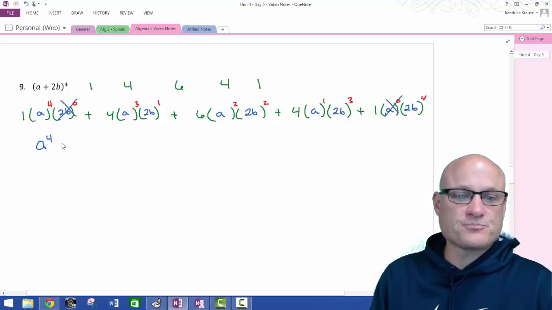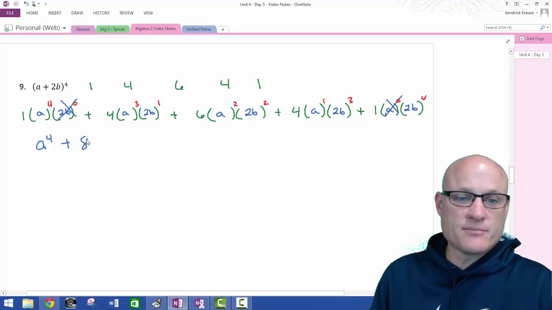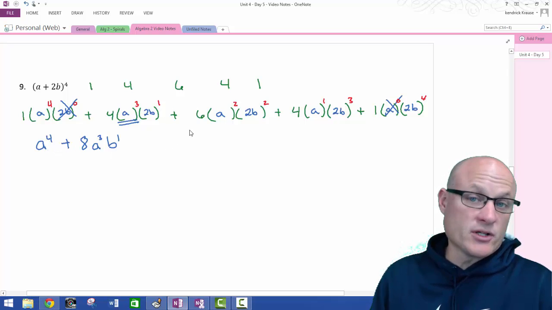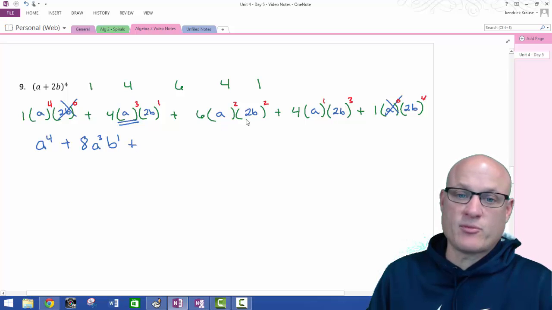That's easy. Plus. Now, we do have more than one variable, so we got to be careful now. So this is going to be 2 to the first, which is 2, times 4, which is 8. A cubed, but b to the first power. Now remember, the a's are going to come down and the b's are going to go up. So every time we should be seeing the b's have a higher exponent and the a's have a smaller exponent. 2 squared is 4. 4 times 6 is 24.